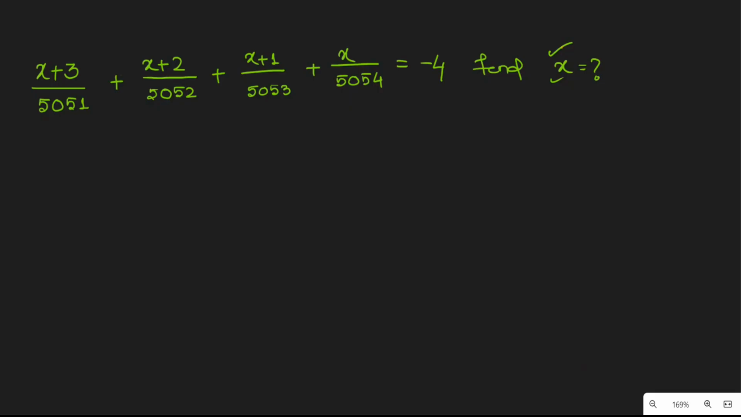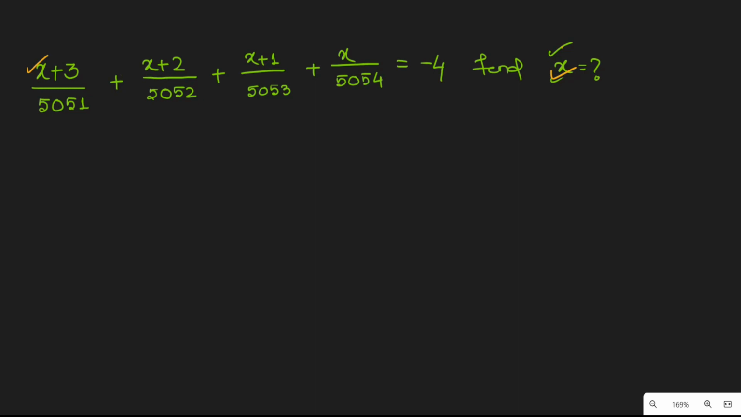Namaste friends, today we are going to solve this question. (x+3)/5051 + (x+2)/5052 + (x+1)/5053 + x/5054 = -4, then find the value of x.